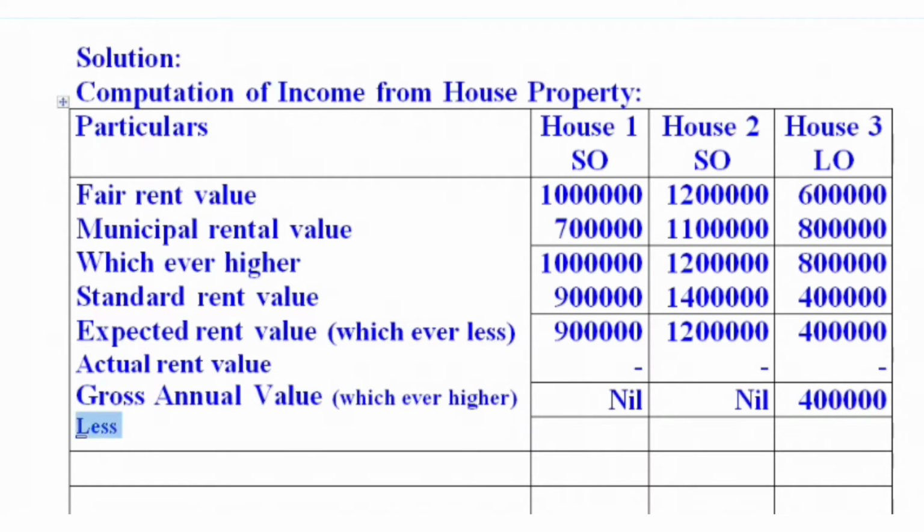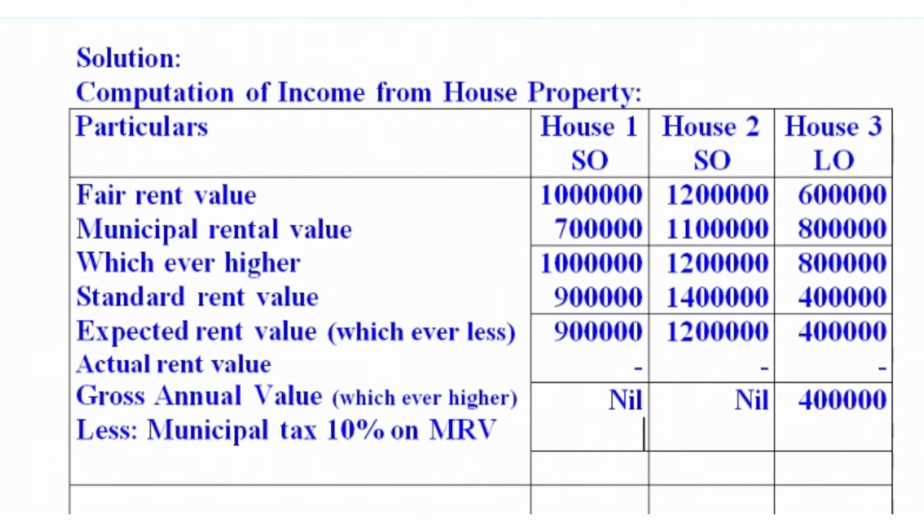On GAV we are going to reduce municipal tax. Municipal tax is given as 10% on MRV, that is municipal rental value. This municipal tax is reduced from gross annual value so that we derive net annual value, that is NAV. Gross annual value for house 1 is nil since it is self-occupied, for house 2 nil since it is also self-occupied, and for house 3 it is 4 lakhs.